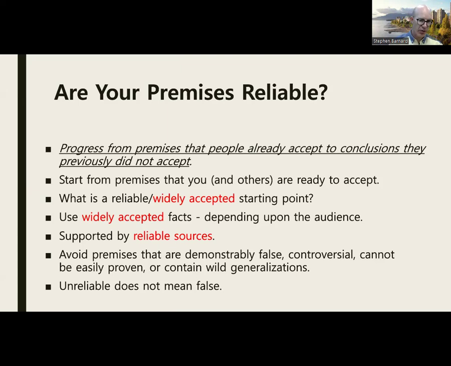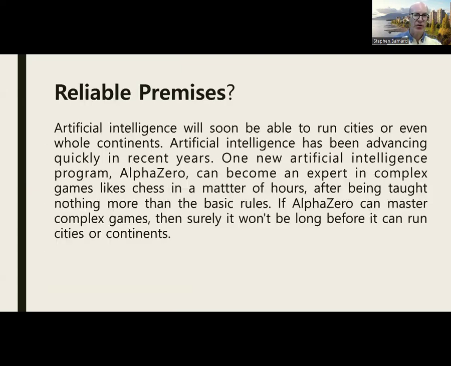So try to avoid wild generalizations or things that cannot be easily proven. And like I mentioned before, unreliable does not mean that it's false. It just means that it's not an idea that your audience is necessarily willing to accept right away. So here's an example. Artificial intelligence will soon be able to run cities or even whole continents.